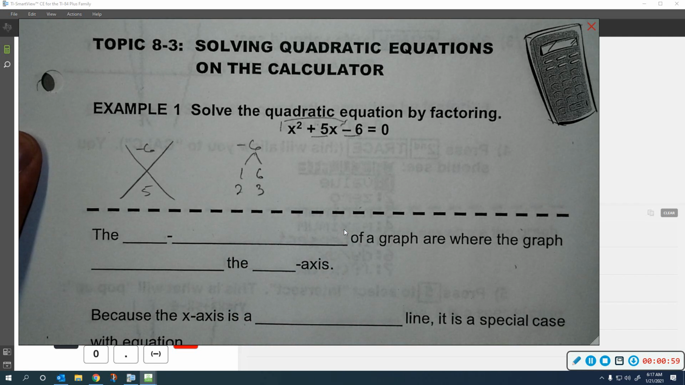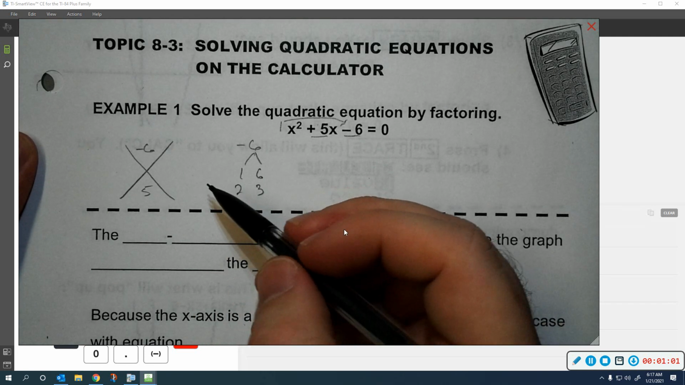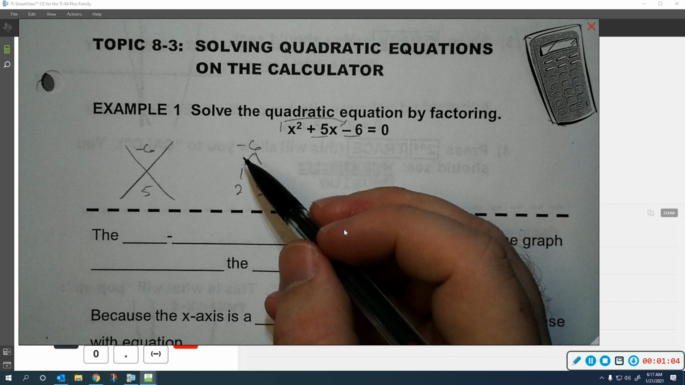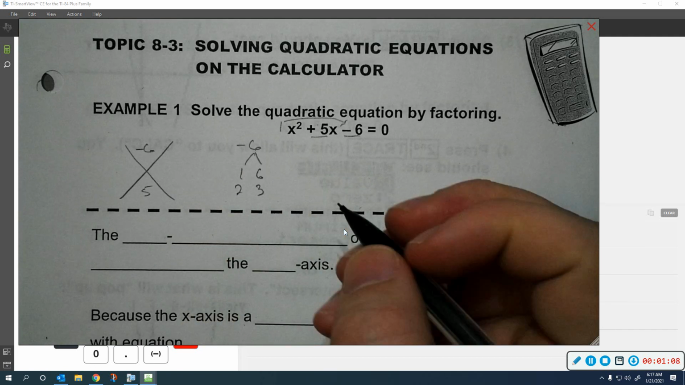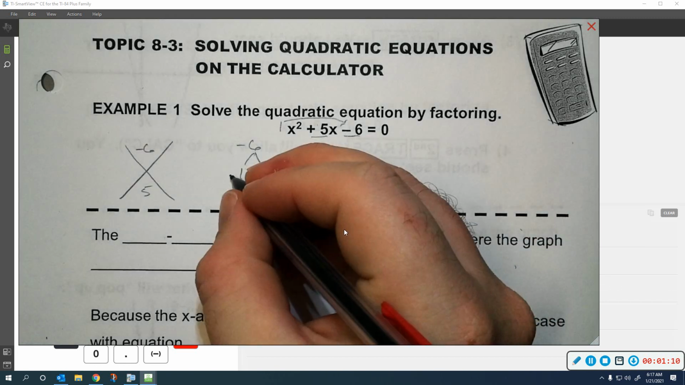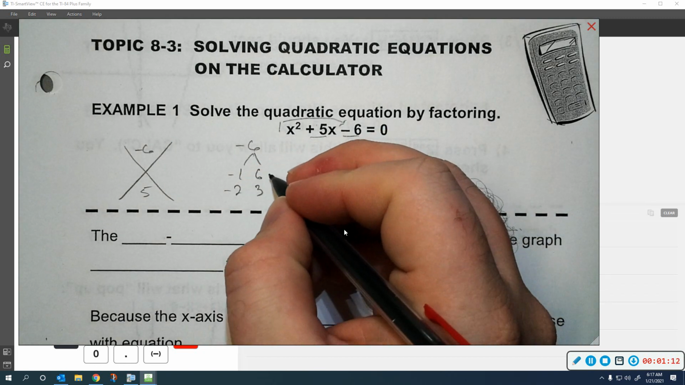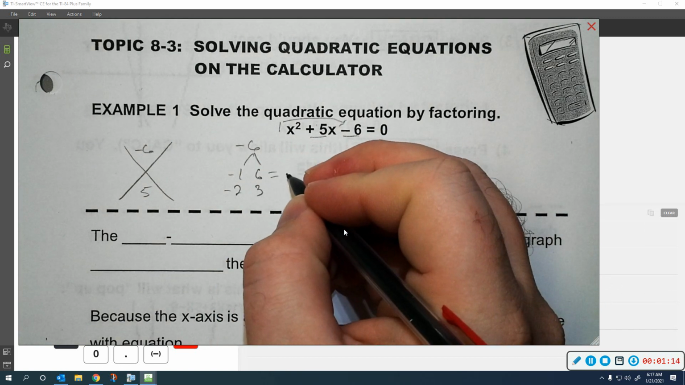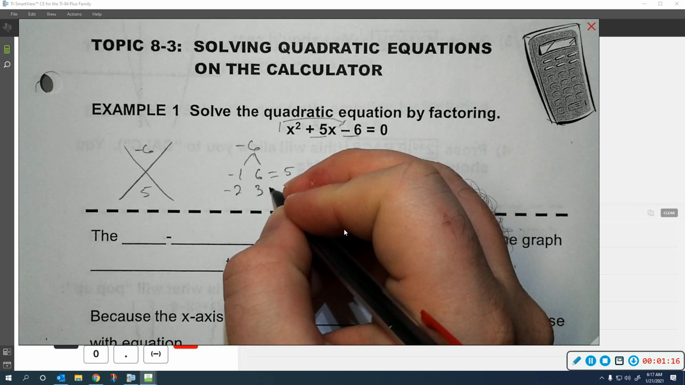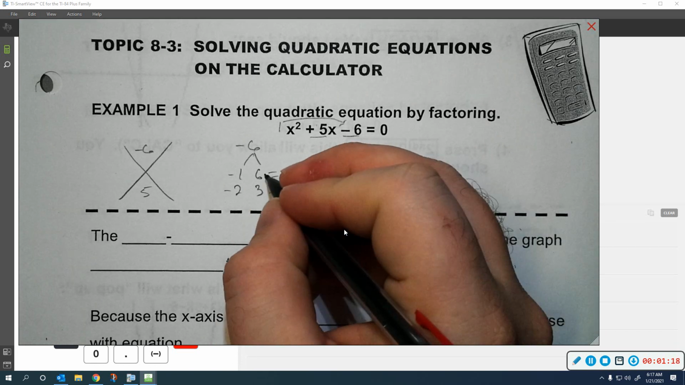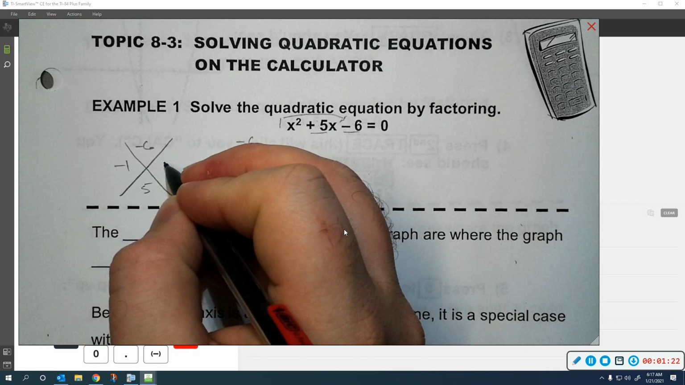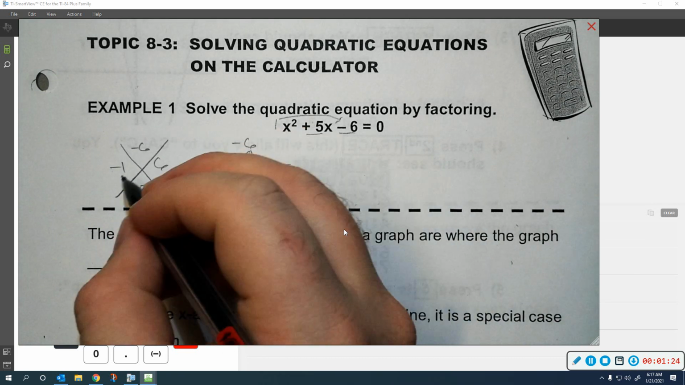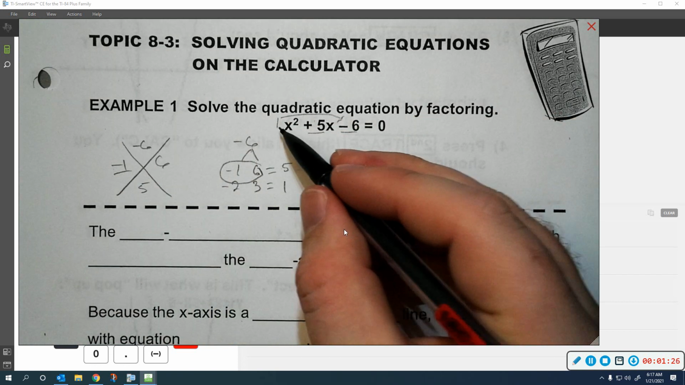Excuse me. Now, I multiplied together to get a negative, so I know one of these will be negative. They added together to get a positive, so the bigger number is going to be positive. So let's make the smaller number negative, and let's add. Negative 1 plus 6 is positive 5. Negative 2 plus 3 is positive 1. So those are my factors. Negative 1 on this side, positive 6 on this side. Put them both over our a value, which in this case was 1.